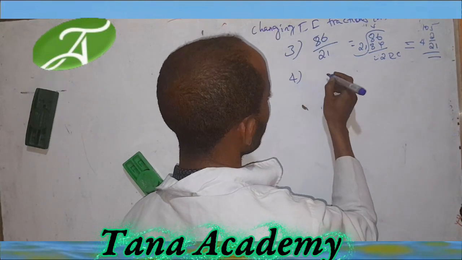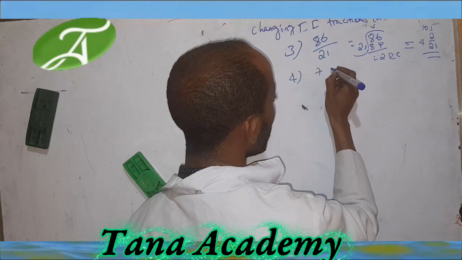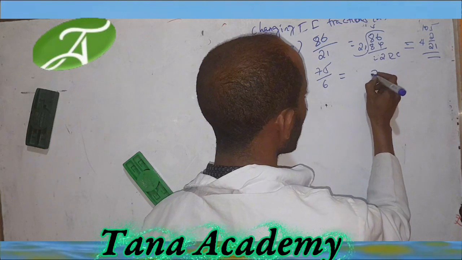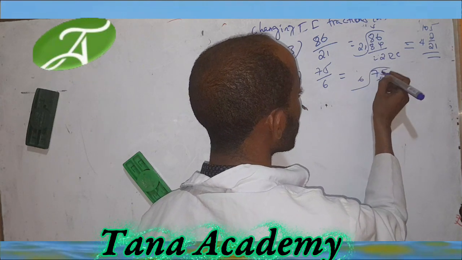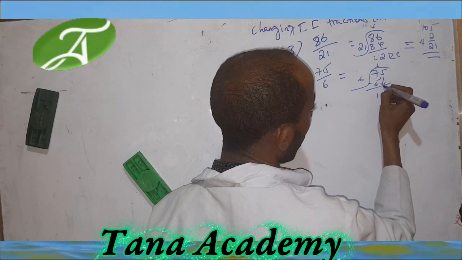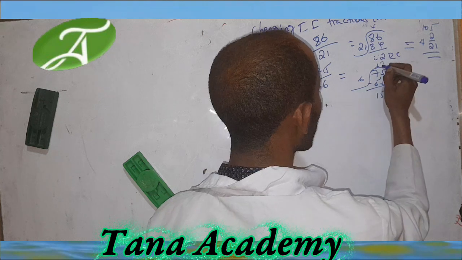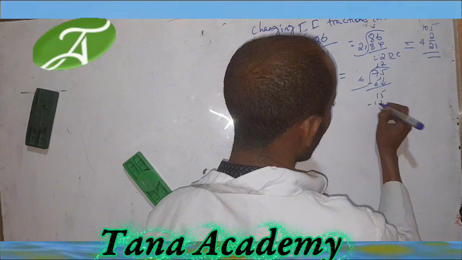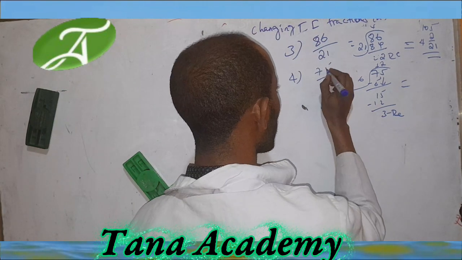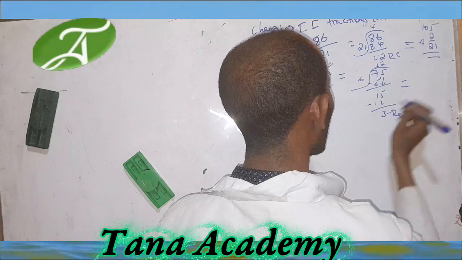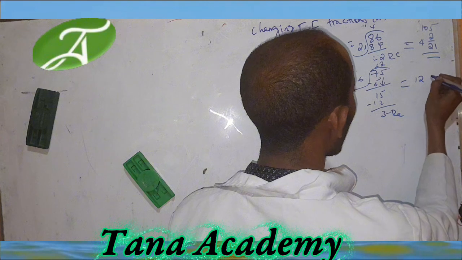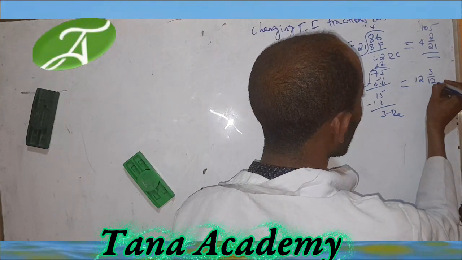Number 4, 75 over 6. This is divided again by the long division method by 6. How many times? 1 times 6 is 6. 7 minus 6 becomes 1, and bring down 5, 15. 2 times 6 becomes 12. 15 minus 12 becomes 3. It is the remainder. Therefore 75 over 6 becomes 12 and 3 over 6.